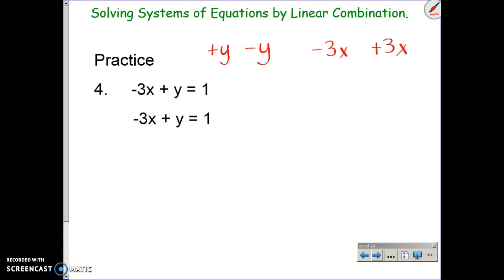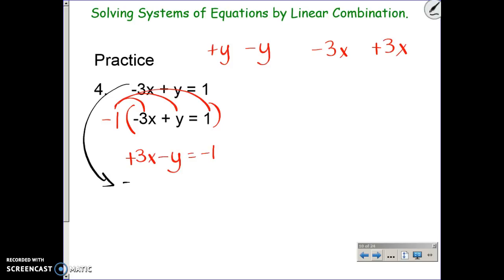Well, that means one of them has to get multiplied by a -1 again. Change the signs, so I got to do it to all of them. So now this is going to be positive 3x minus y equals -1. I'll rewrite my first equation underneath. Again, all I did was multiply everything in the second equation by -1. So that's this guy. Everything in that changed by one sign. So now let's put them together.